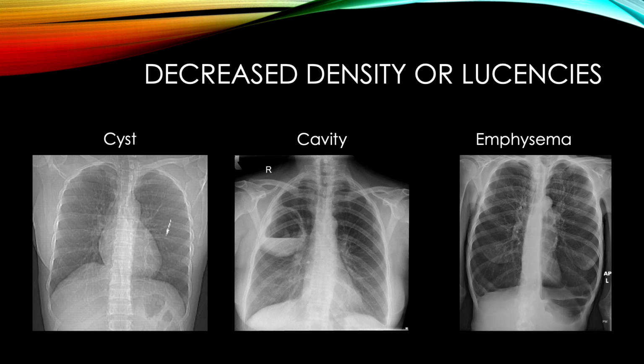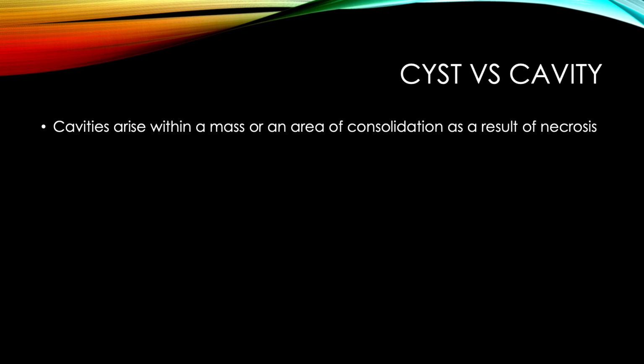Many of these terms are based on the pathogenesis of the abnormality. A more practical approach is to describe areas of decreased density in the lung as cyst, lucency with a thin wall; cavity, lucency with a thick wall; emphysema, lucency without a visible wall. Cavities frequently arise within a mass or an area of consolidation as a result of necrosis.